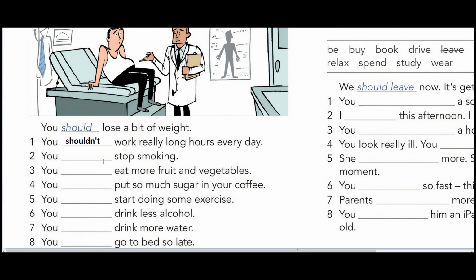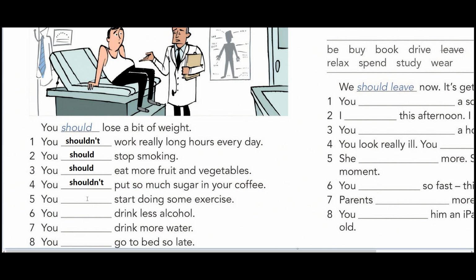Next, you should stop smoking. It's a common piece of advice to give. You should stop smoking, because smoking is bad for your health. Next, number 3, eat more fruit and vegetables. Usually people advise that, so you should eat more fruit and vegetables. Number 4, put so much sugar in your coffee. Maybe you shouldn't do that, because sugar is bad, of course.